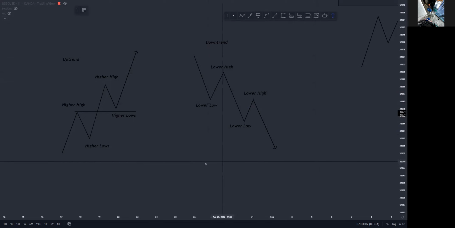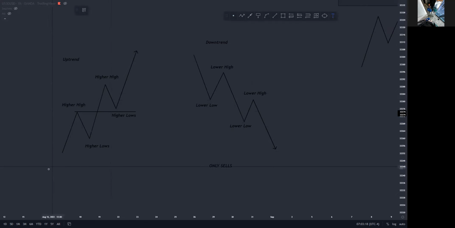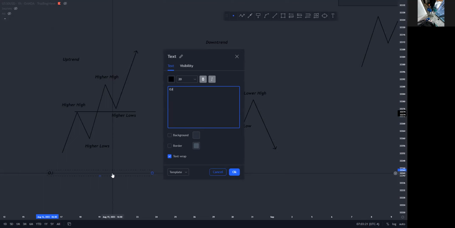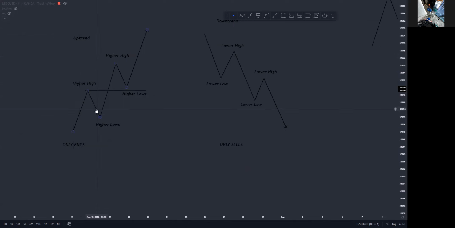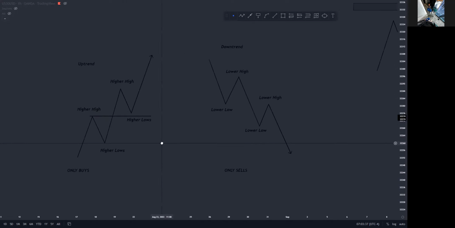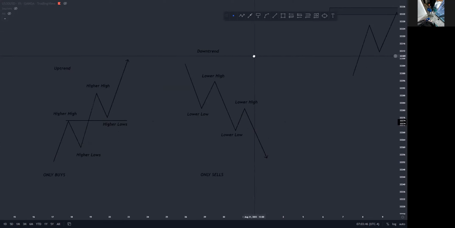So let's just go ahead and put this. Only sales. Let's do over here, only buys. Right? This is how we're seeing it. For an uptrend, we're only looking for buys, and for a downtrend, we're only looking for sales. So let's go ahead and do it just like this.